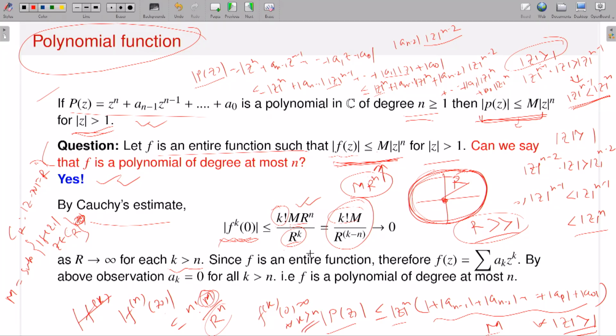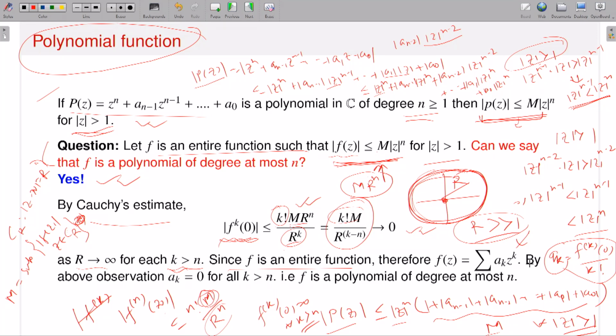So by Cauchy's estimate I will have this one which goes to 0 as r approaches infinity for each k greater than n. Since f is an entire function, so this is the conclusion, I am done. Now, since f is an entire function, it will have a power series expansion around the point 0. That means you will have this kind of expansion: f(z) is equal to the sum over k from 0 to infinity of a_k z to the power k. And what is my a_k? If you remember in the power series, a_k is nothing but the kth derivative at the point 0 divided by k factorial.